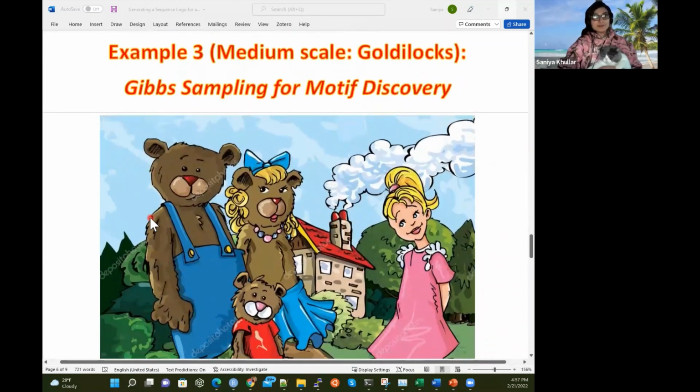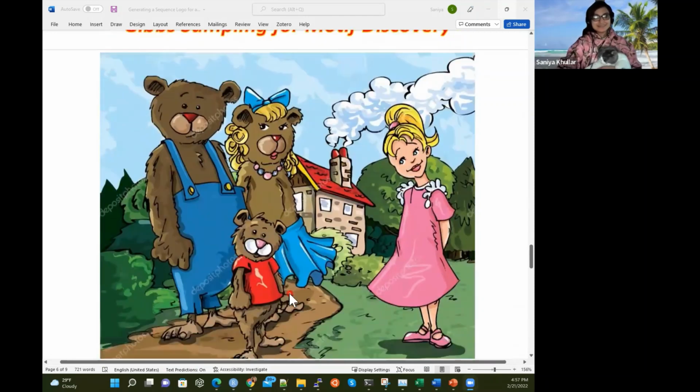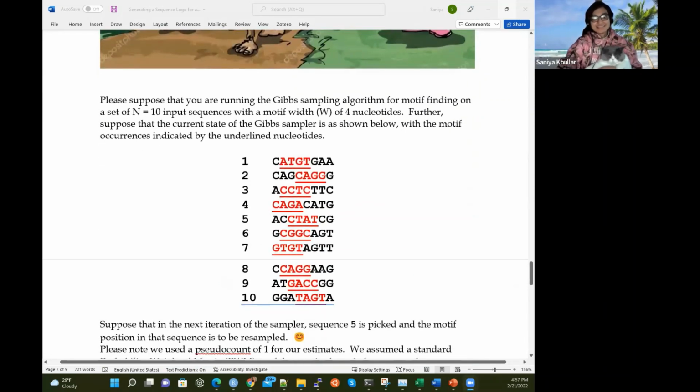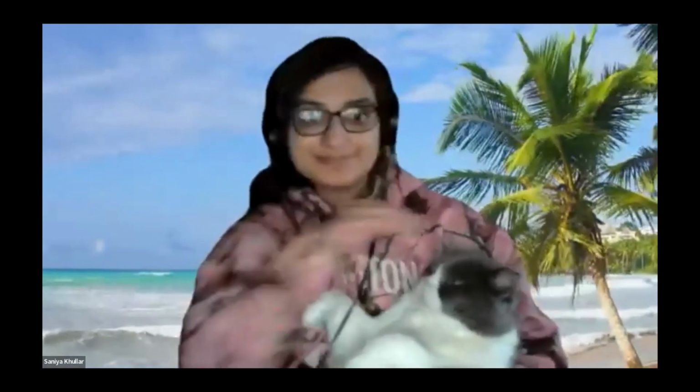Third example that I want to show you is the Goldilocks example. So it's just in the middle. And this is an example that hopefully you may remember. It's from Gibbs sampling, which, along with the expectation maximization approach, is another approach that we can use to do motif discovery. It's another such approach that's out there.